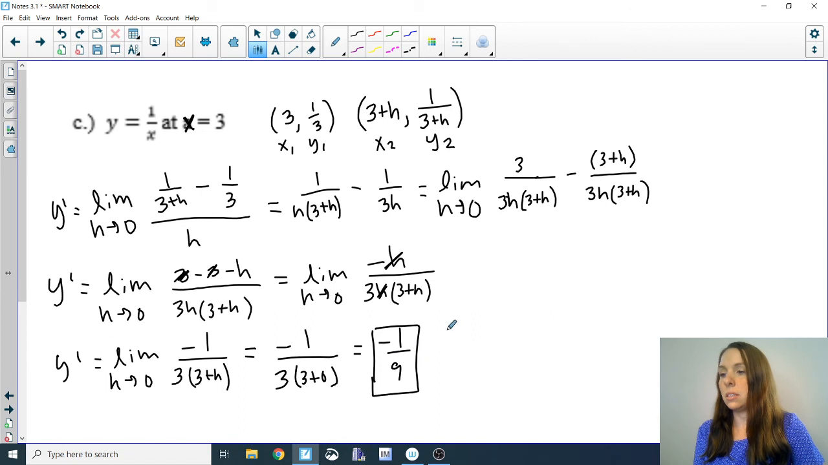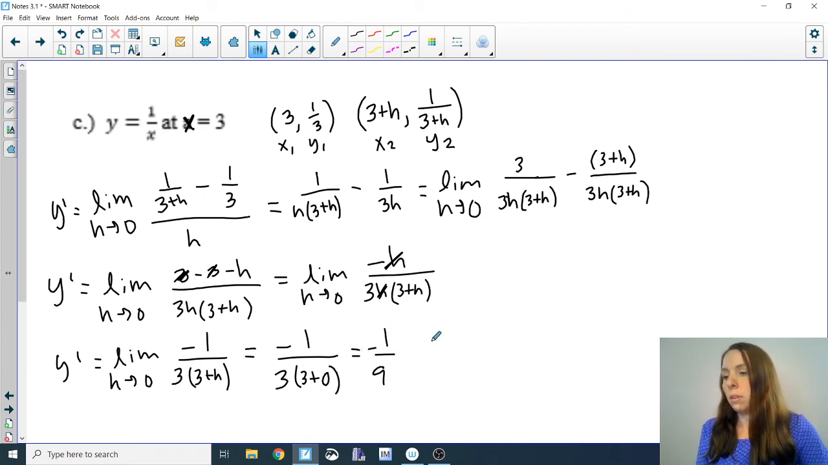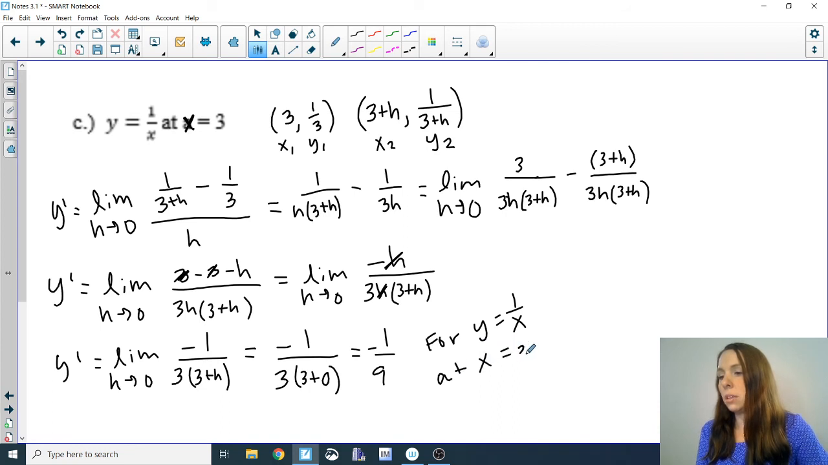There it is. Instead of boxing that in, sorry, let's write it out. For y equals 1 over x at x equals 3, y prime equals negative 1 over 9.